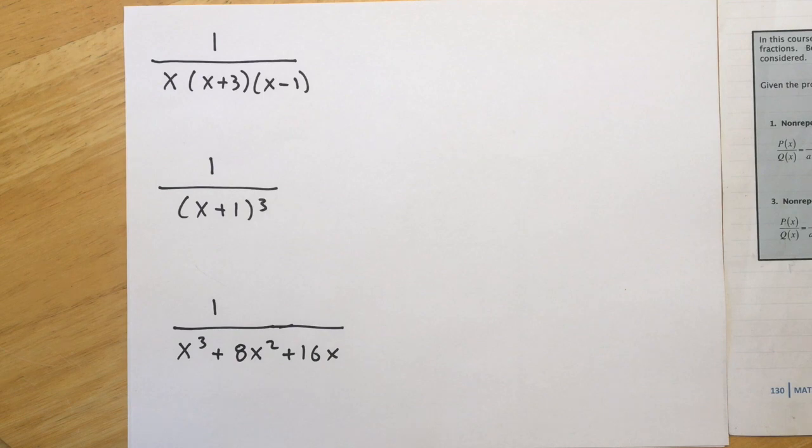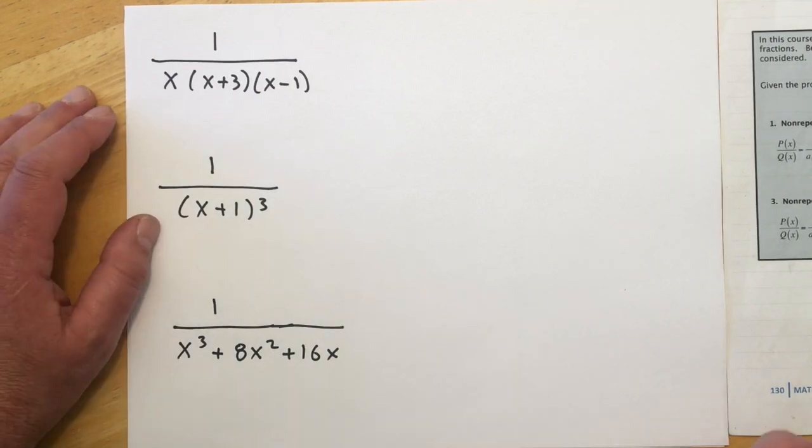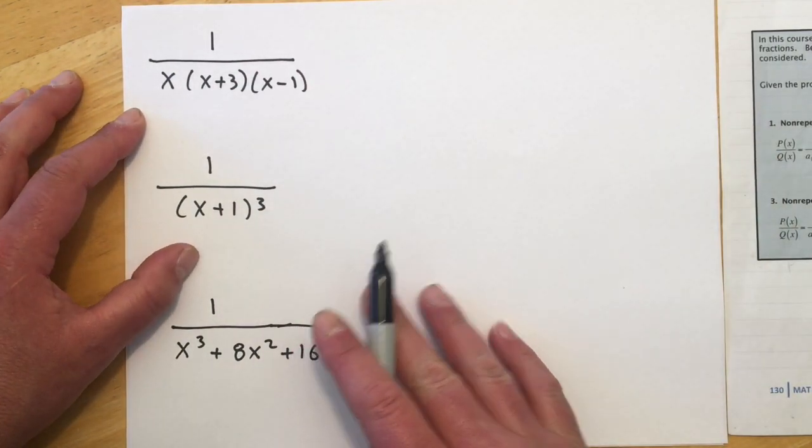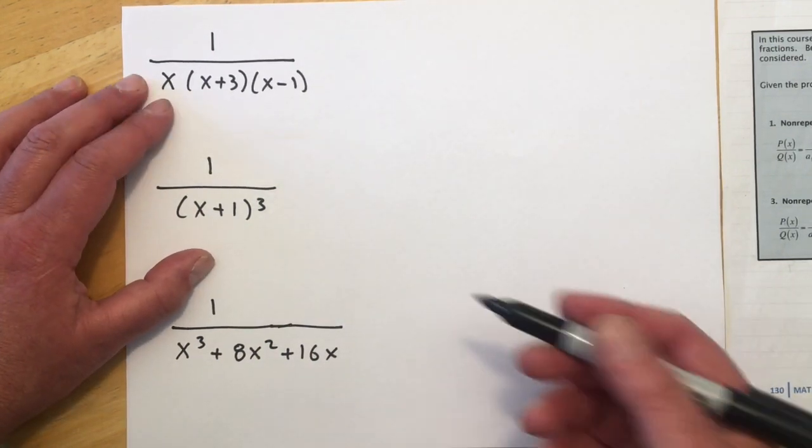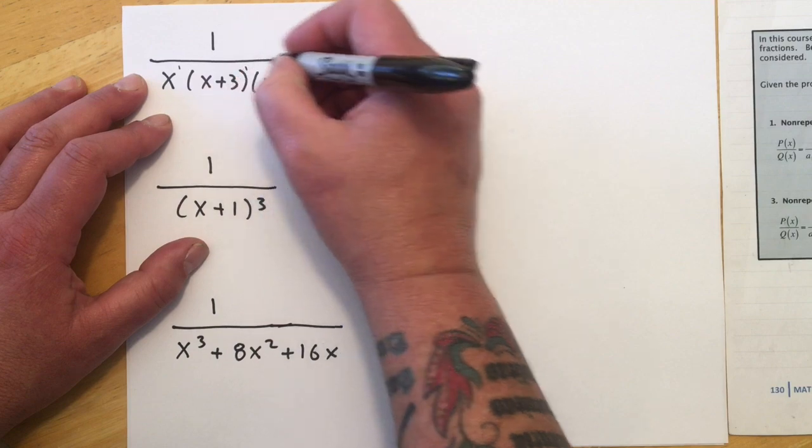So I think maybe 7 or 8 examples here that I'm not going to solve. I'm just going to set them up so that you can see how that first step goes, because I think then you get so bogged down in the solve that you never get into a good flow on this first step. So this first one, everything's linear. Everything is to the first.